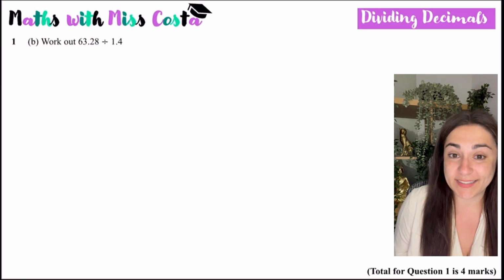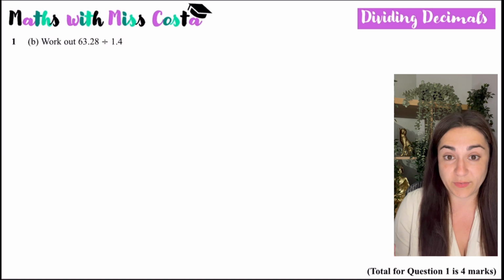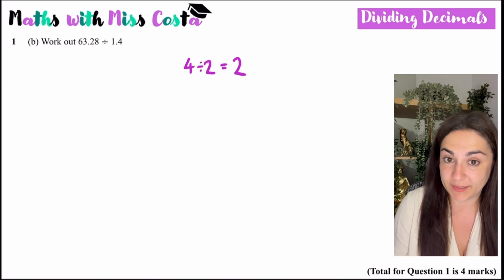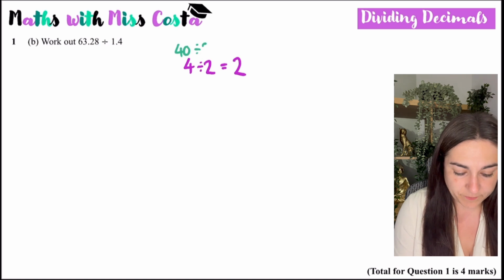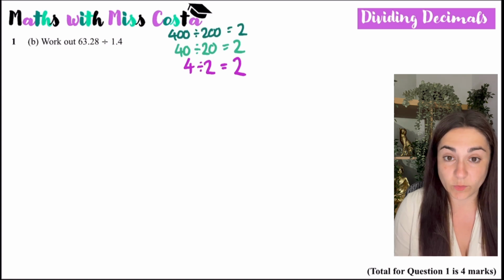The next question is dividing decimals, and a really good thing to do is to just briefly recap on what happens when we divide. So if I said, what is 4 divided by 2? I know that is 2. If I multiplied each of these by 10, so 40 divided by 20, that's also 2. If I multiplied each by 100, that's 400 divided by 200, the answer is also 2.